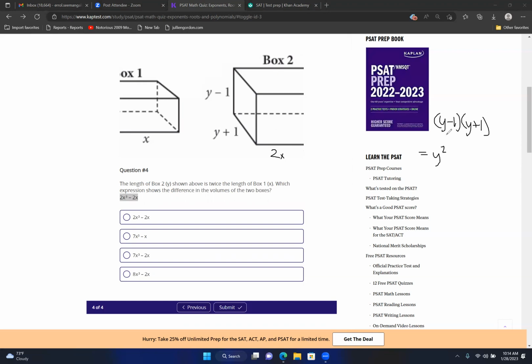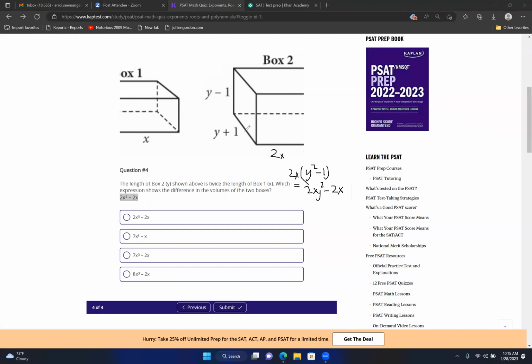Y squared, just FOIL that out, right? y squared minus 1. Now we take the y squared minus 1 and we multiply it by 2x. We're just multiplying all the three numbers together, right? So what is y squared minus 1 times 2x? What's that? Just distribute: 2x y squared. What's the second term? Negative 2x, yep. Okay, so that's the volume of box 2.